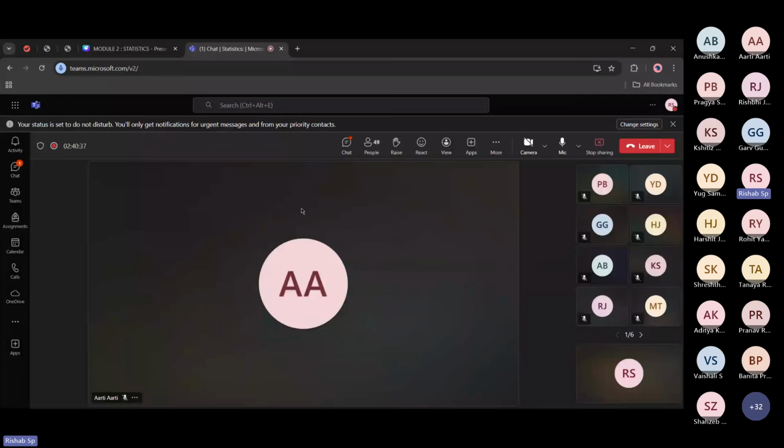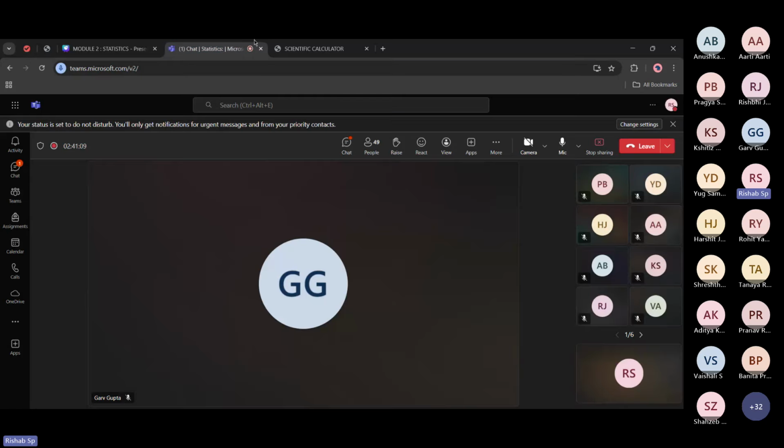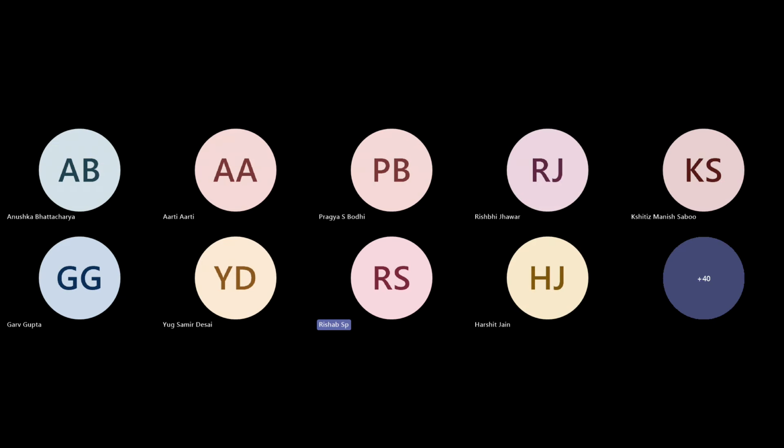Can you guys see my screen? Yes, sir. Can you see the calculator? Yes. Fine. Now we have some questions. Excel is visible, right? No, the Excel is not visible. Only the calculator is visible. Okay. Fine. I'll share my Excel first.